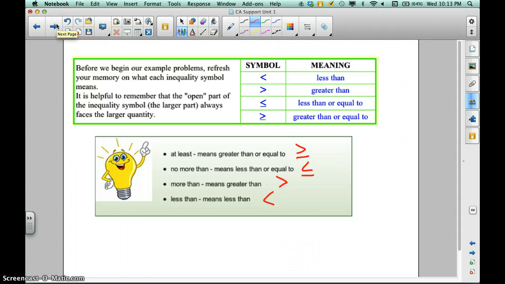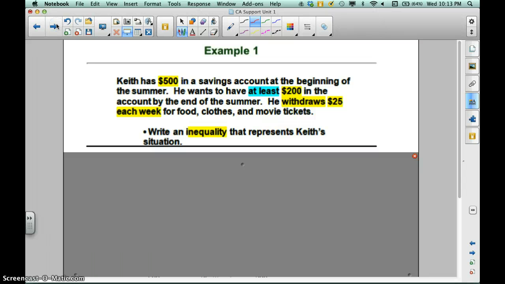into inequality statements. In this first example, I'm going to work through it with you together, and then you're going to do one where I'm going to give you a few hints to get started, and I'm going to want you to do it on your own. The second example we will go over in class together.